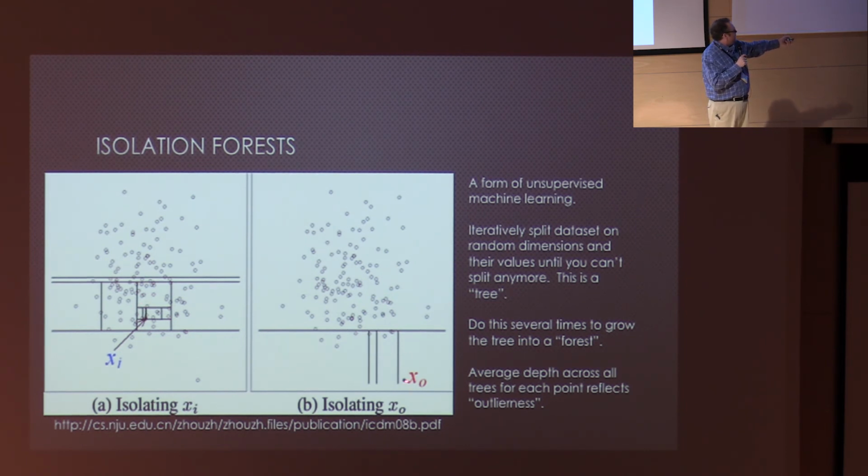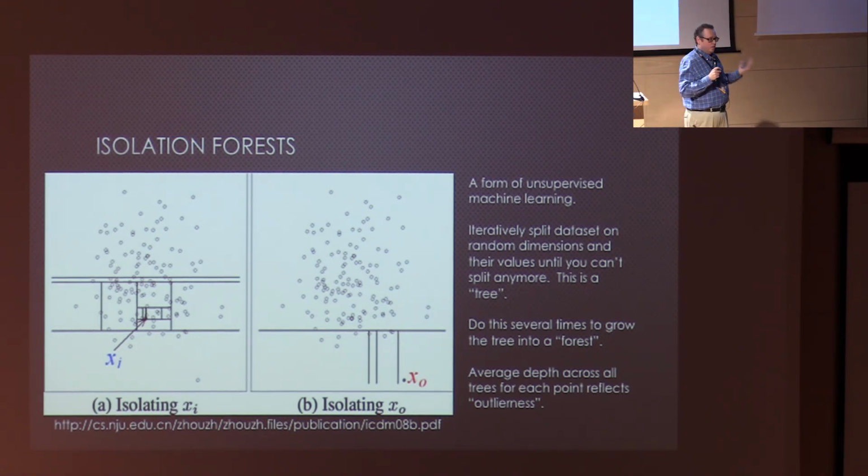But here's this point over here, and it took 1, 2, 3, 4, 5. It took like half as many splits. So in an isolation forest, the larger the number of splits, the more likely you are to be an inlier. The smaller numbers, the more likely you are to be an outlier. So you can actually just feed it a bunch of data in multiple dimensions, and it will do this thing.